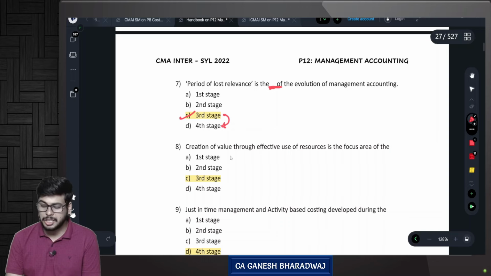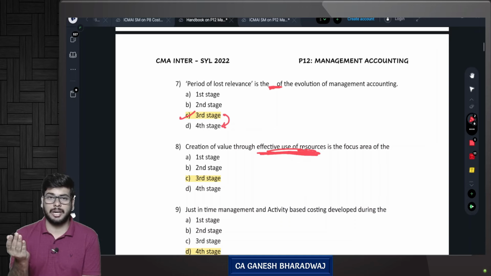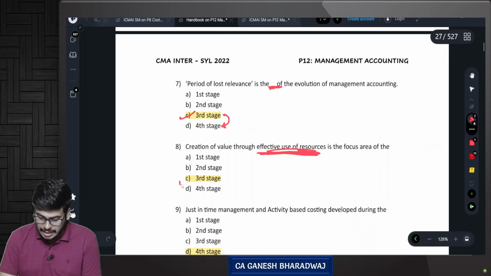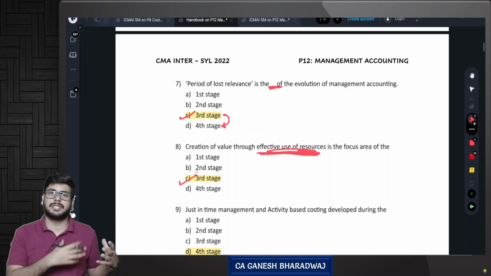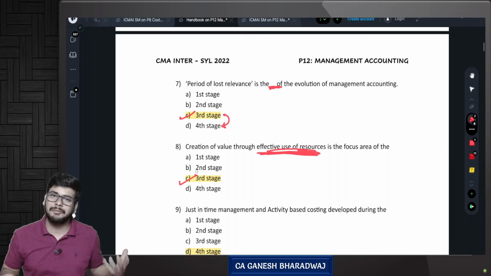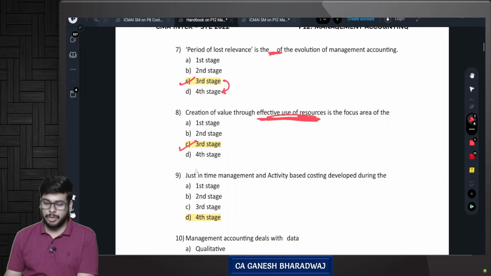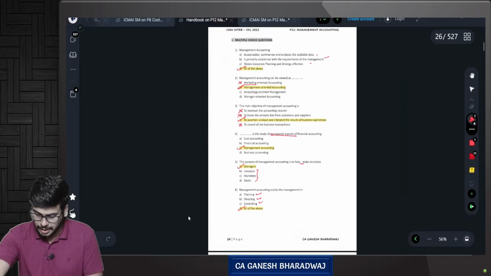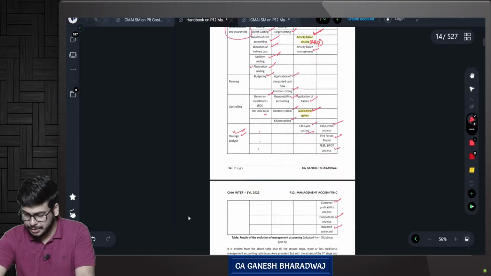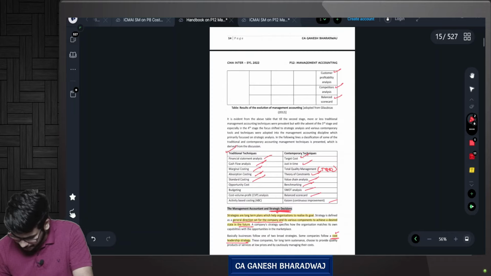Creation of value through effective use of resources. I told you about this value chain, that is your value added and non-value added activities and all that we saw. Correct or not? I told you in a factory, they have a raw material storage area two kilometers away from the production facility. They need to shift the area and all. I told you, right? Yes. So that focus was in the second stage. Then just-in-time management and ABC developed during the fourth stage. If you see the tabular column, look, we saw this once again.